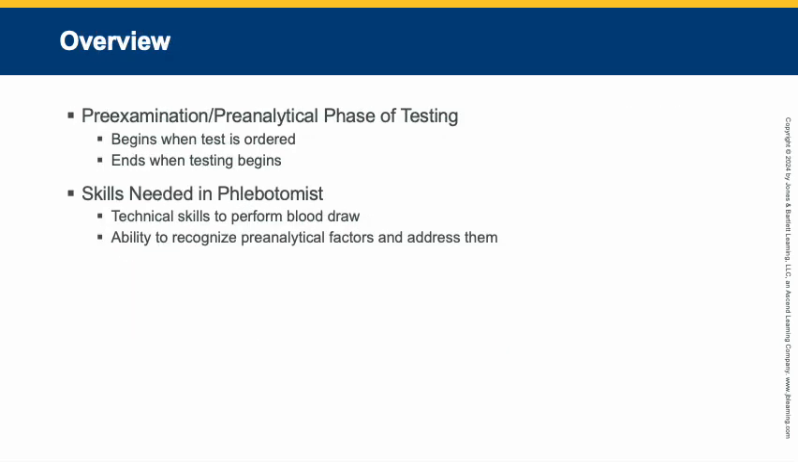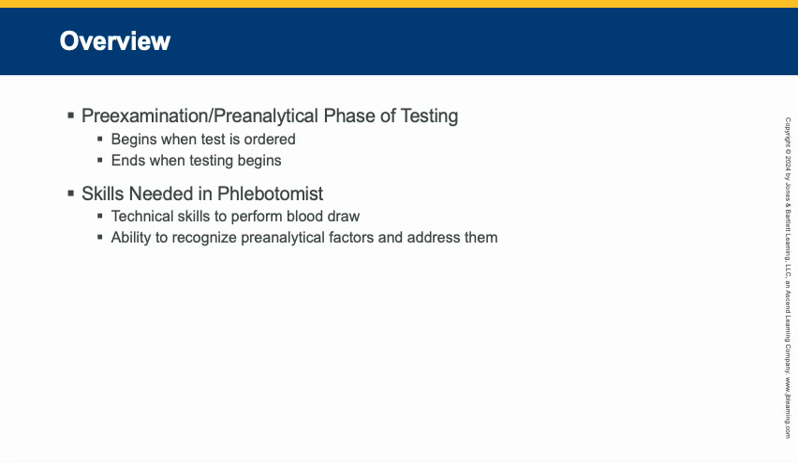So overall, we are going to look at a couple of topics. Pre-examination is the phase of testing that begins when the test is ordered and ends when testing begins. So as a phlebotomist, the pre-examination, pre-analytical phase, that's where you are. The doctor or the nurse practitioner orders the test. The requisitions come through with the barcodes. Whatever specimens need to be drawn, that is you that goes to do it.